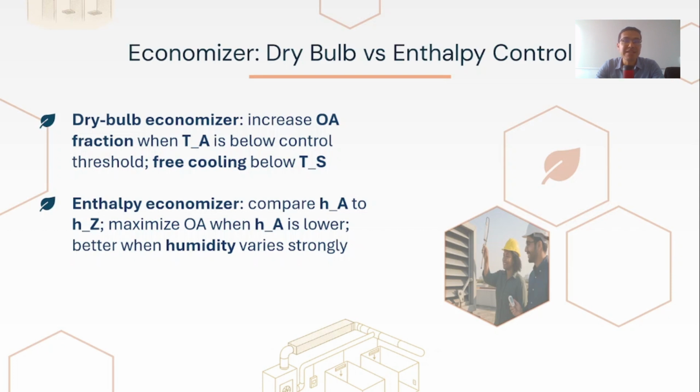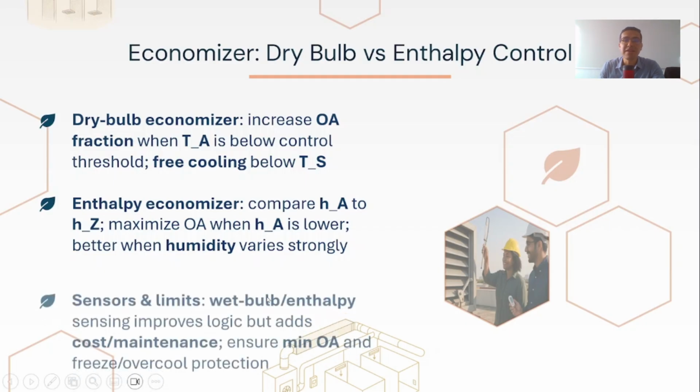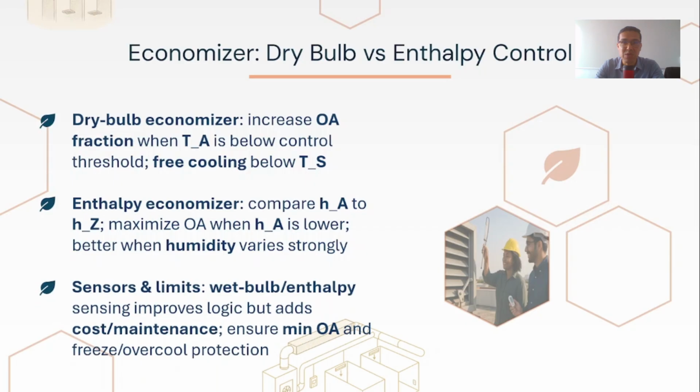From a practical standpoint, this advanced control requires more complex sensors, such as those for wet bulb temperature or humidity, because you need two properties to define the air state, in addition to dry bulb temperature. While this logic can lead to greater energy savings, many systems still rely on simple dry bulb control despite its potential energy penalties.